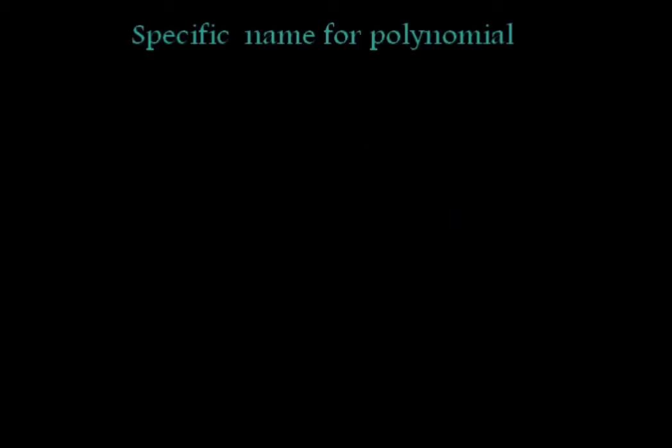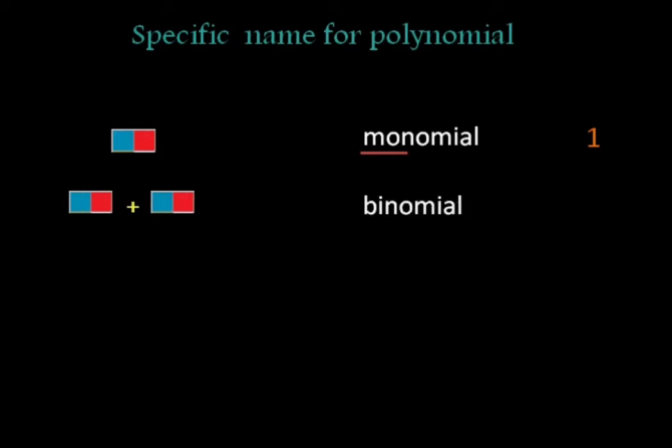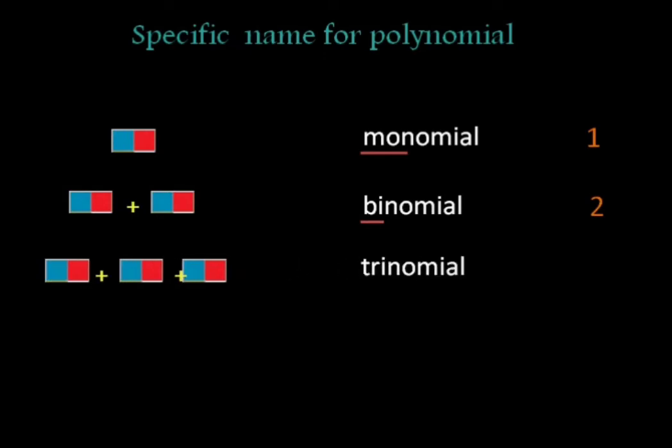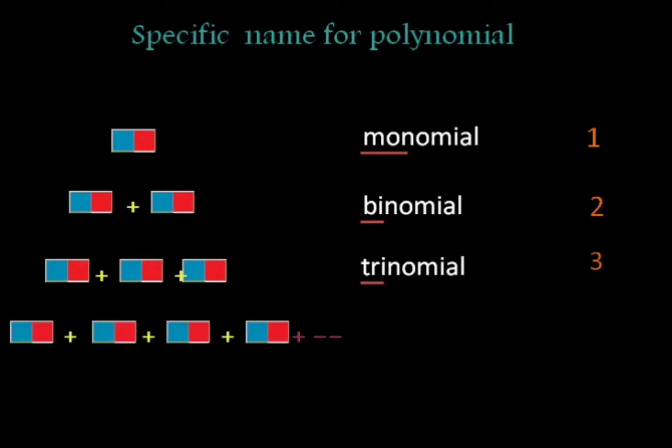Now there are a few specific names to describe polynomials with a certain number of terms. If there is one term, it's called a monomial because the prefix mono means 1. If there are two terms, it's called a binomial because the prefix bi means 2. If there are 3 terms, it's called a trinomial because the prefix tri means 3. If there are more than 3 terms, then we just call it a polynomial because the prefix poly means many.